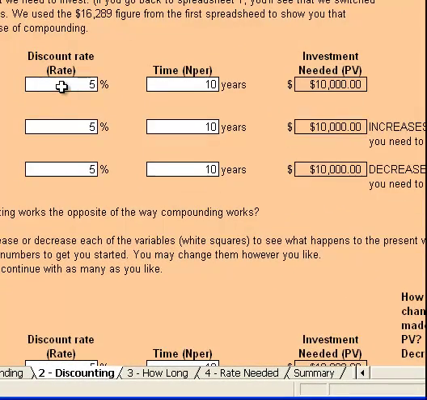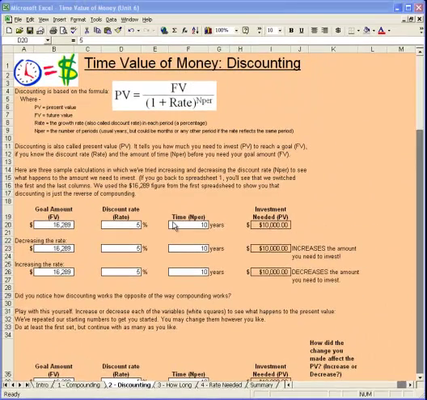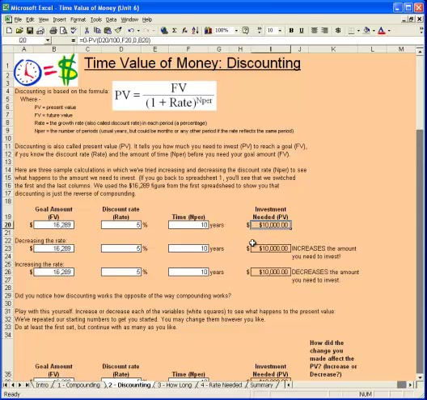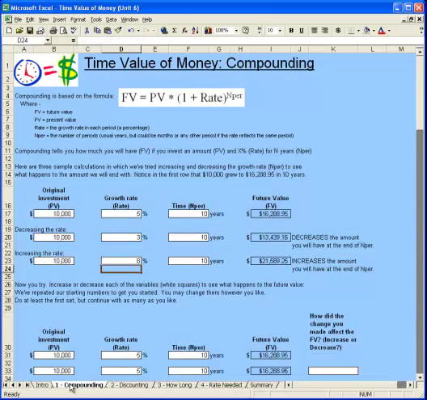So again, we have a rate of 5%. We're calling it a discount rate to show that we're working backwards, but it's really just the same growth rate. N per is 10 years. And the spreadsheet calculated the amount we need to invest is $10,000. Let's check back on the previous tab to see that it's the same. No differences here. So let's go back to discounting.